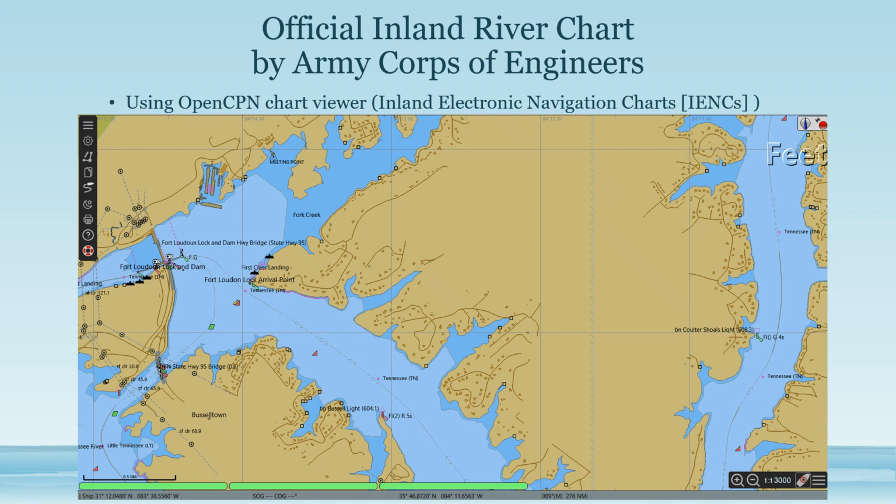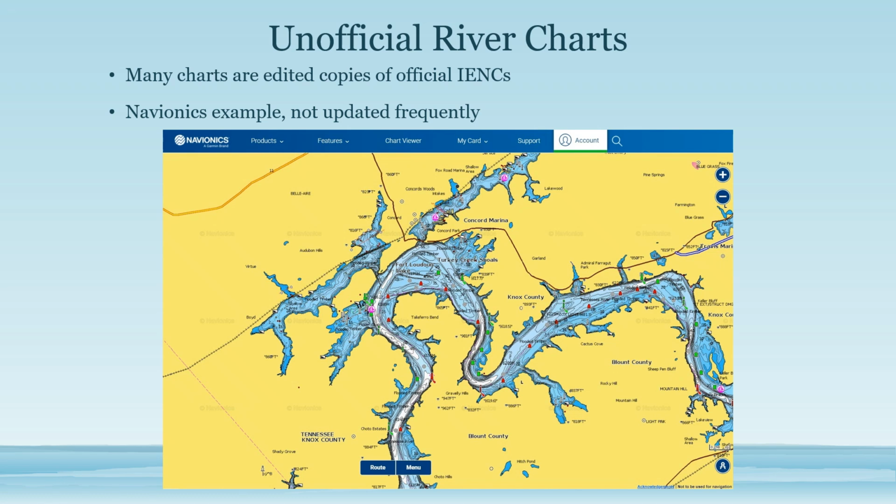This is an official IENC displayed on the free OpenCPN navigation software. This software has a vast number of capabilities and, like any highly functional software, has a learning curve. Unofficial edited river charts are available, but this popular software does not update its charts frequently, and river conditions can change rapidly due to shoaling.